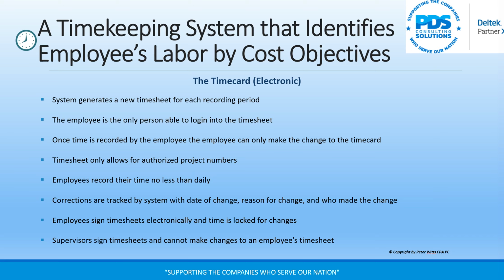The employees, obviously, for a compliance system, are required in total time accounting to be able to report their time no less than daily. The corrections are also to be tracked in the system. Time collection in Costpoint definitely tracks all of those with date stamps, reasons for changes, and who made the change. And then the requirement is there for the employee to sign the timesheet, either electronically or in paper, depending upon what your system is. You're probably using time collection, so it's an electronic timesheet. That's a requirement. And then obviously the supervisor's signature and approval for any changes that need to be made, which those are also tracked.